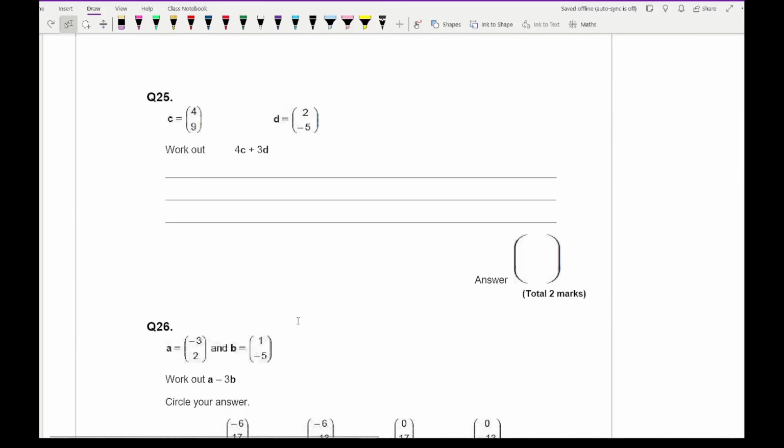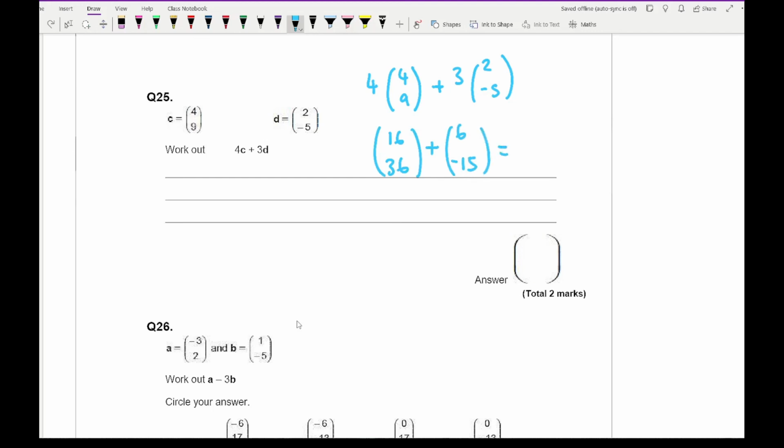Then moving on to question 25, we now move on to vector arithmetic. Here we've got 4C plus 3D. So we want to do 4 lots of C plus 3 lots of D. 4 times 4 is 16, 4 times 9 is 36, plus 3 times 2, which is 6, 3 times minus 5 is minus 15, and then we just add the top 2 numbers together. So 16 plus 6 is 22, and 36 take away 15 is 21.